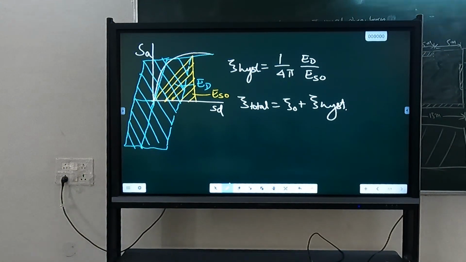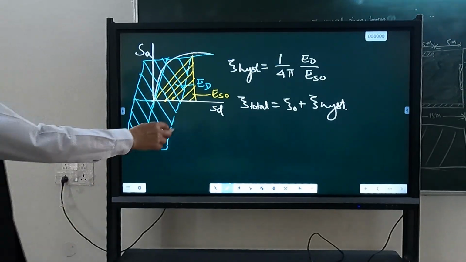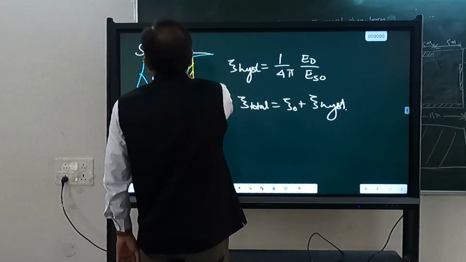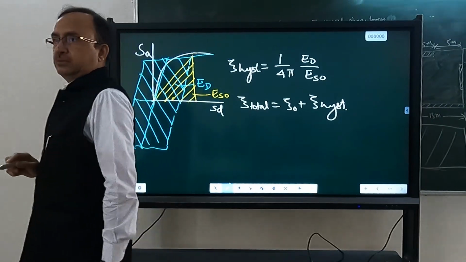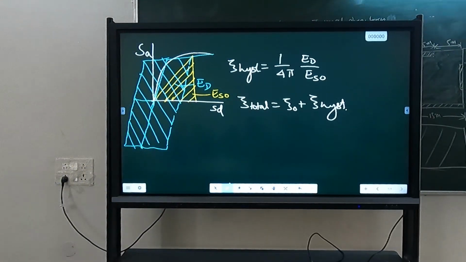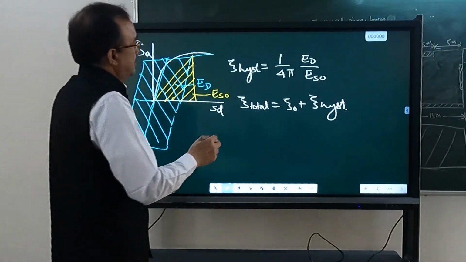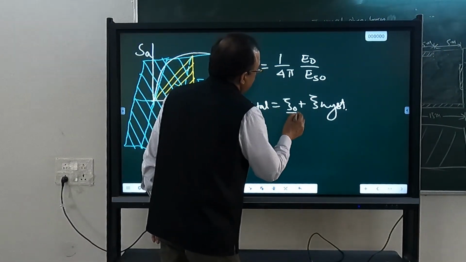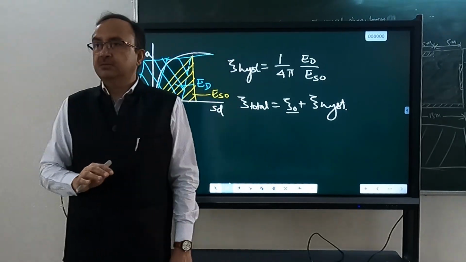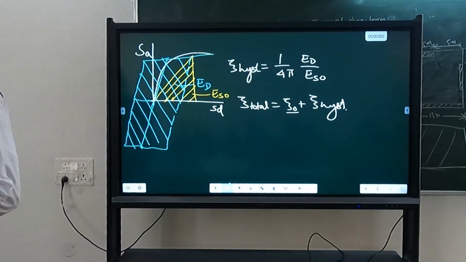Sir, if the elastic structure is not going to dissipate energy, then why are we adding to the damping? We are not adding that. We are adding xi hysteresis. Xi hysteresis is coming because of the inelastic structure, not because of the elastic structure. Total damping equals xi naught plus xi hysteresis. That xi naught is the elastic damping. So the same structure, when it is elastic, that much energy it will continue to dissipate.